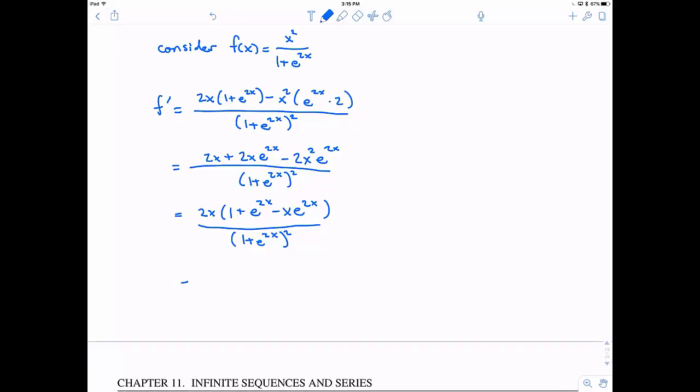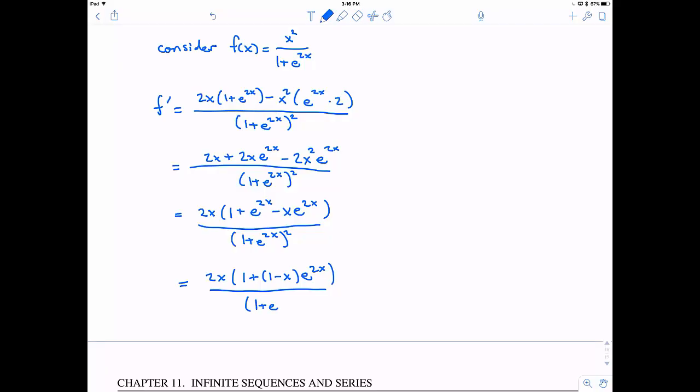And then finally, in two of these terms, I see an e to the 2x. So I'm going to go ahead and try to factor that out of those two terms. So that's going to give me this 1 plus (1 minus x) times e to the 2x. And the denominator's the same.